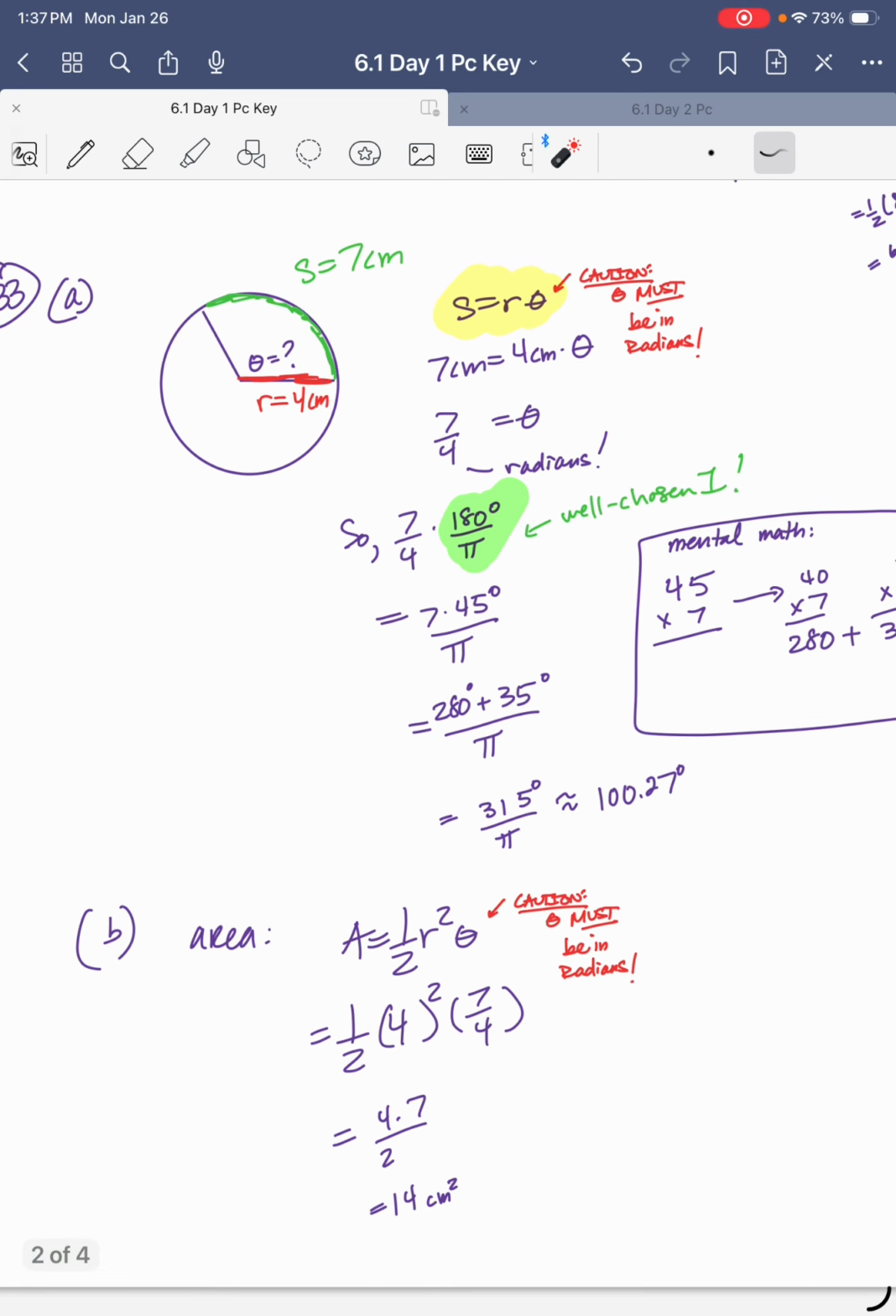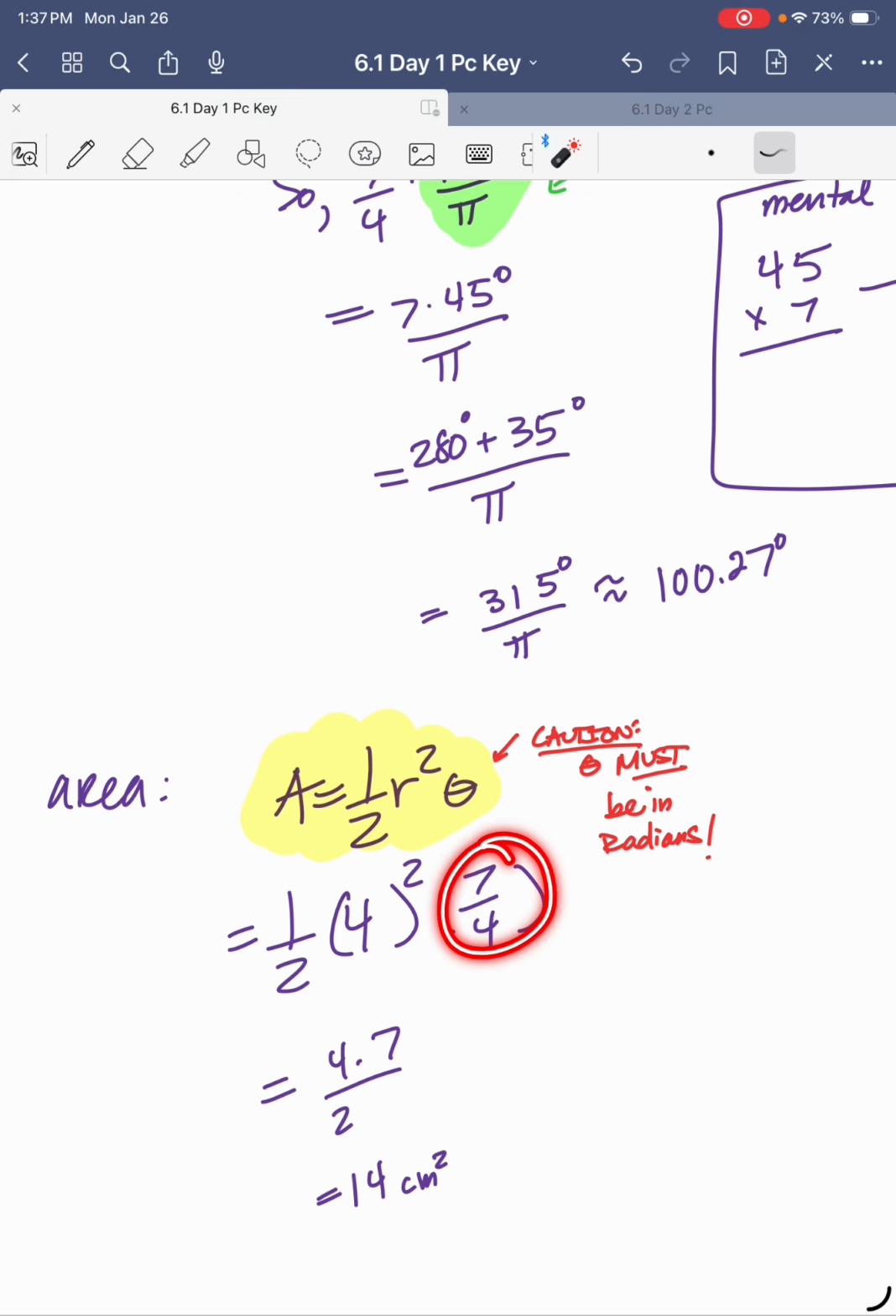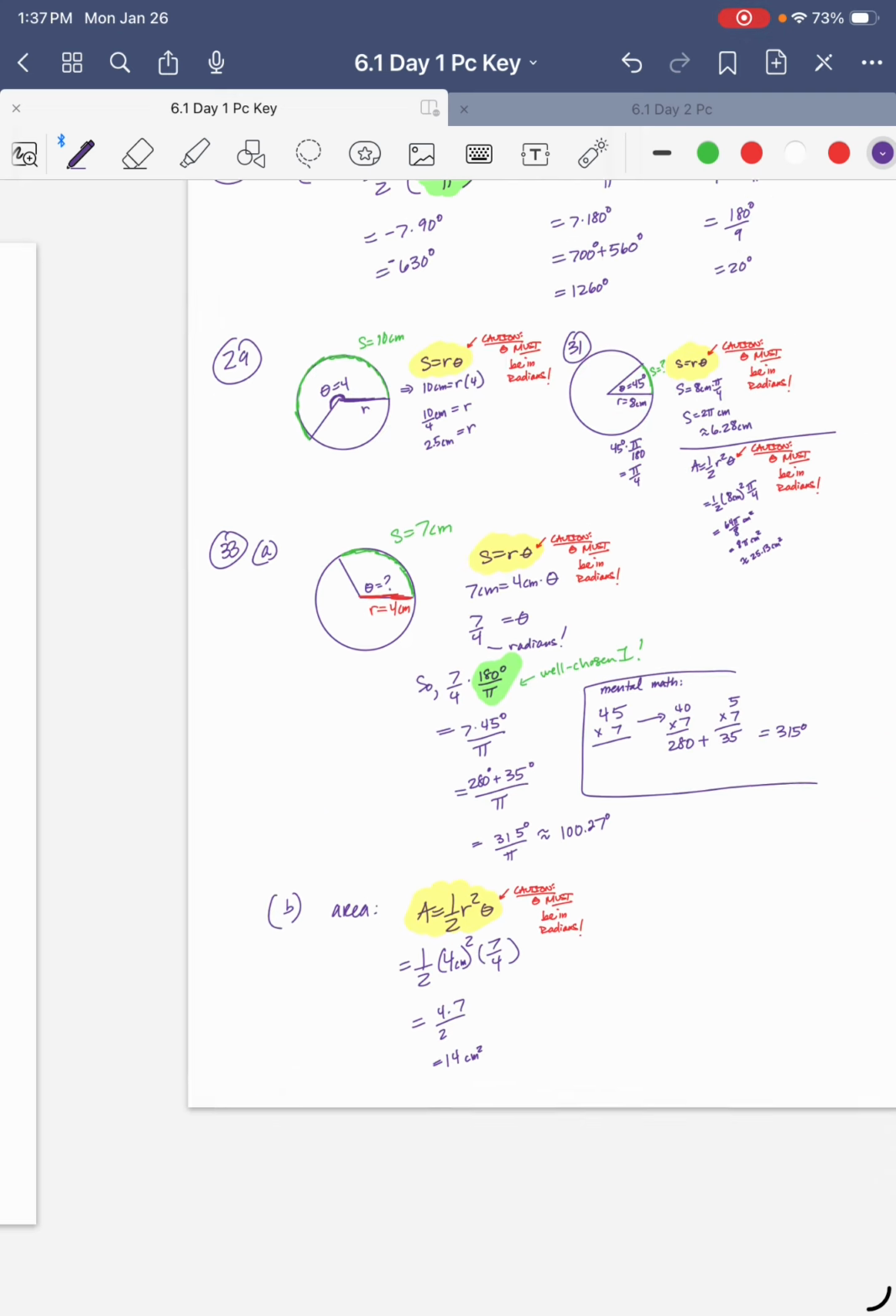To find the associated area, we must use radians, and A is equal to 1/2 r squared theta. Again, we need to memorize that, since it's something we've used a couple times. We can put the radians in here, and the radius here. Remember, this is centimeters, so when you square it, you get centimeters squared, and we get 14.